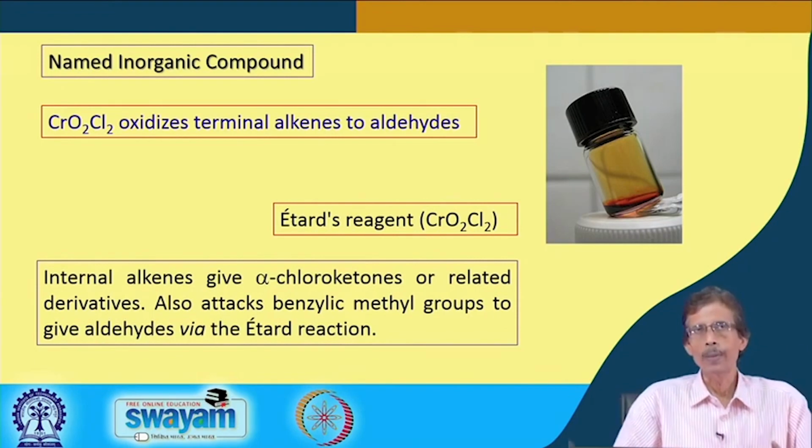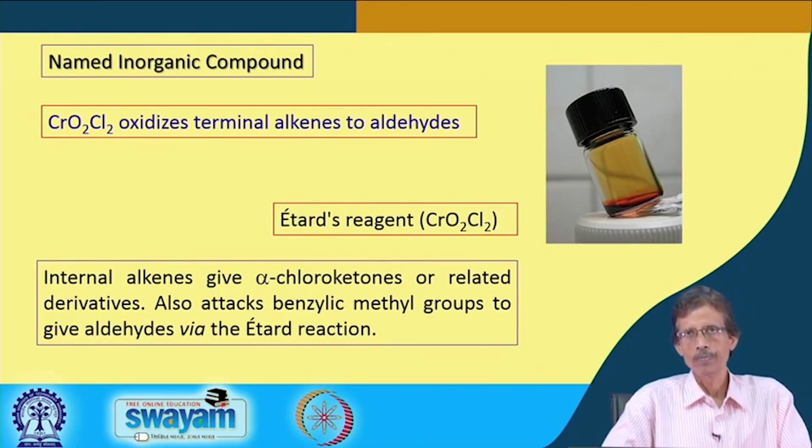So, the understanding of basic inorganic chemistry is a base for understanding this particular reagent, which we can produce in industry as a typical inorganic compound, because this reagent can be useful for the oxidation of terminal as well as internal alkenes, because in the case of internal alkenes it gives alpha-chloroketones or related olefins.